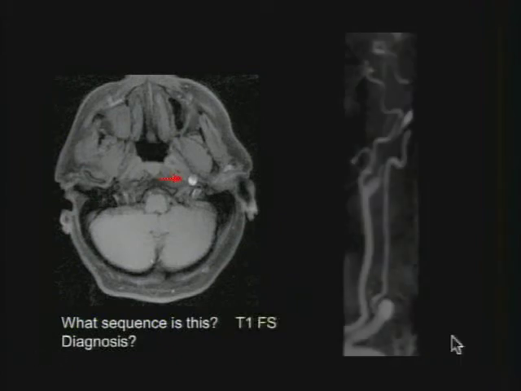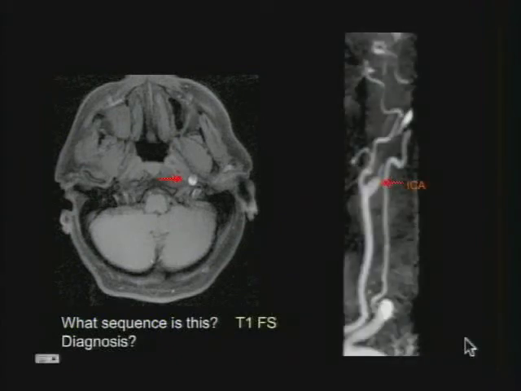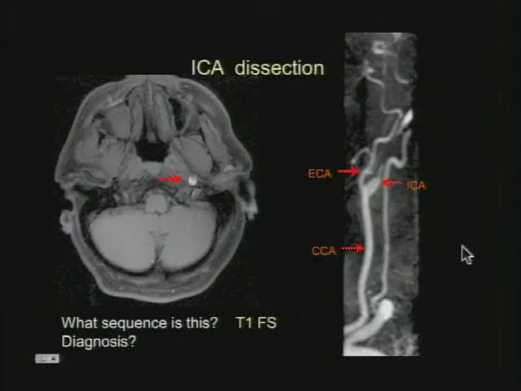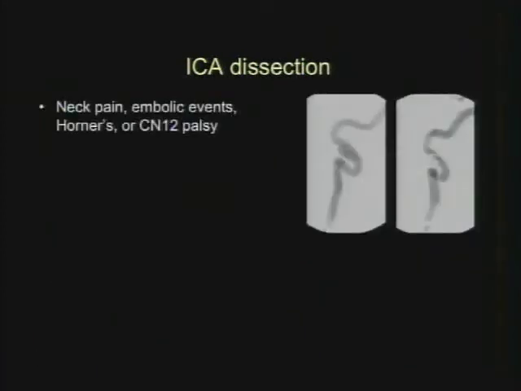This is the patient's MRA, and you can see the cutoff of the internal carotid artery there just beyond the bifurcation. So an unusual site for atherosclerosis. And some other anatomy. Here's your common carotid, your external carotid, your subclavian artery, and your vertebral artery. So ICA dissections can present with neck pain, embolic events. They can also present with watershed ischemia, Horner syndrome, and even cranial nerve 12 palsy.